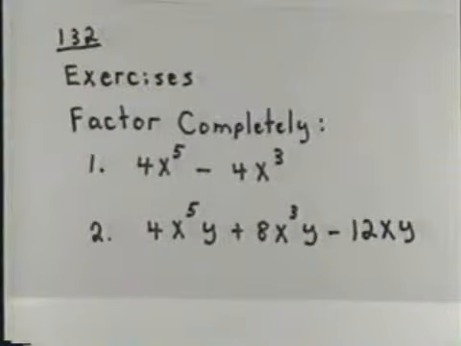The first one, 4x to the 5th minus 4x cubed. The second one, 4x to the 5th y plus 8x cubed y subtract 12xy.